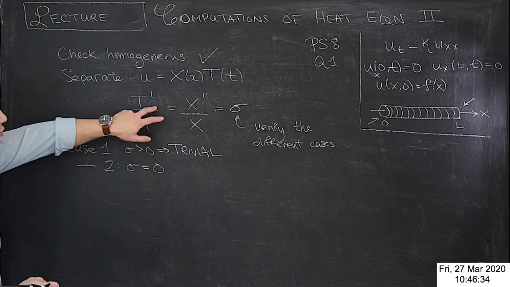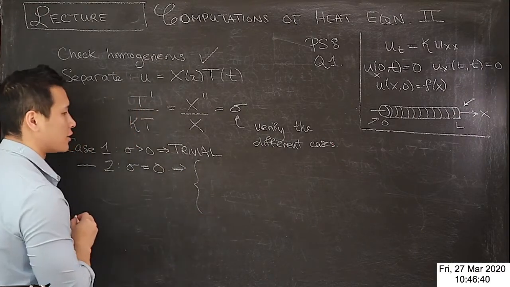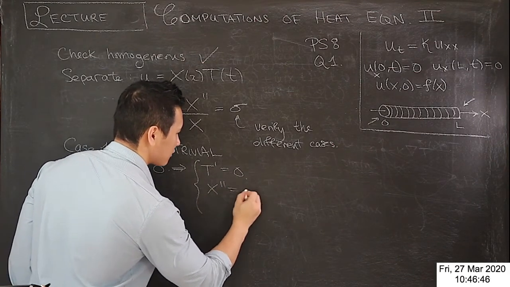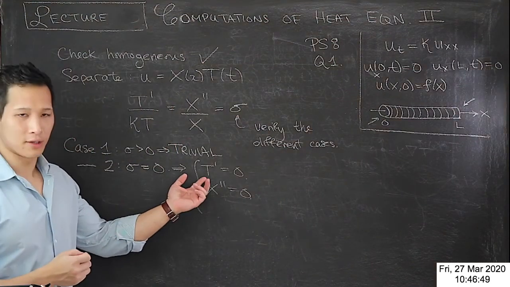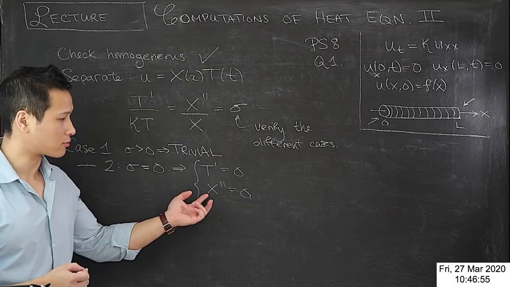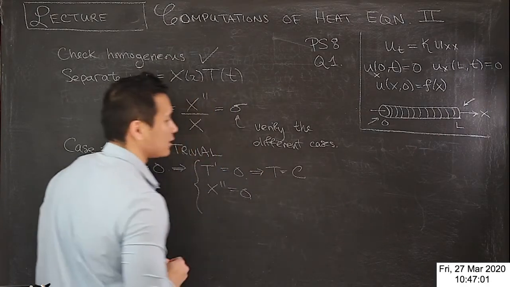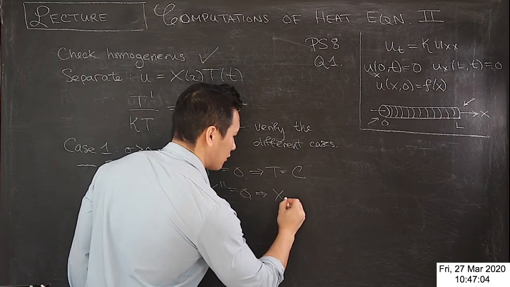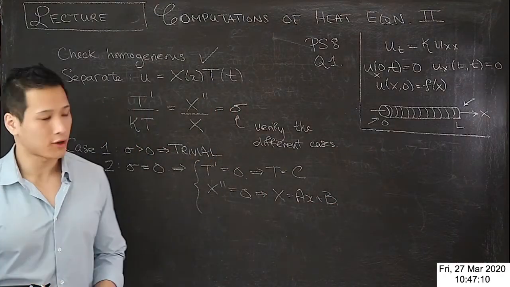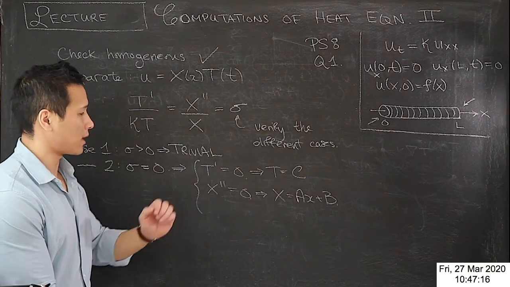So the sigma equal to 0 solution, you have T prime is equal to 0. 2 equations to solve. T prime equal to 0, and you have X double prime equal to 0. So T is going to be a constant, and X will be a linear function. So here T is equal to a constant c, and here X will be, say, ax plus b. And then you have to impose the boundary conditions. So you have to figure out what the boundary conditions mean for big X.